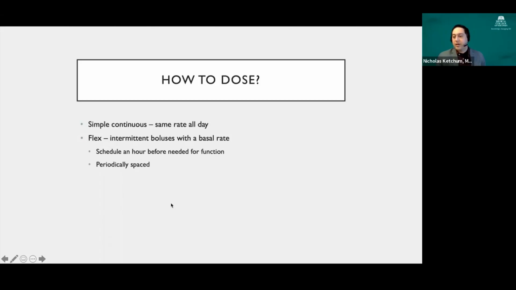So how is it dosed? Definitely, it's very flexible in the way we can do it. Patients can get a simple continuous rate, as it's termed, where they get the same rate all day. We can also program the pump to give a bolus throughout the day.